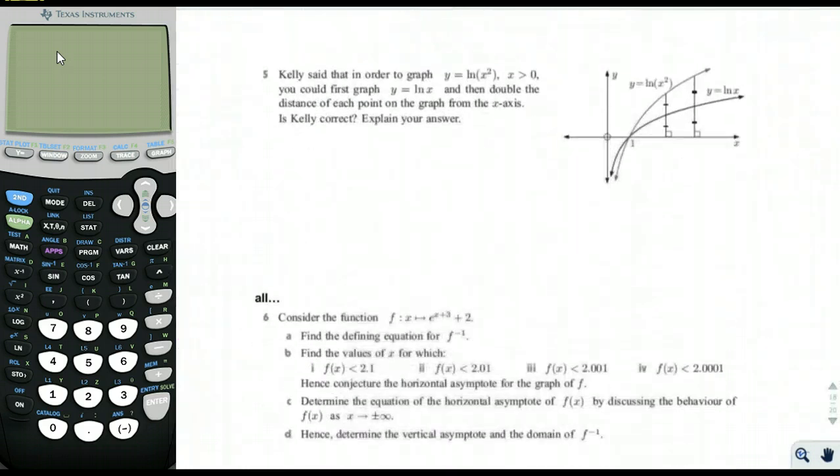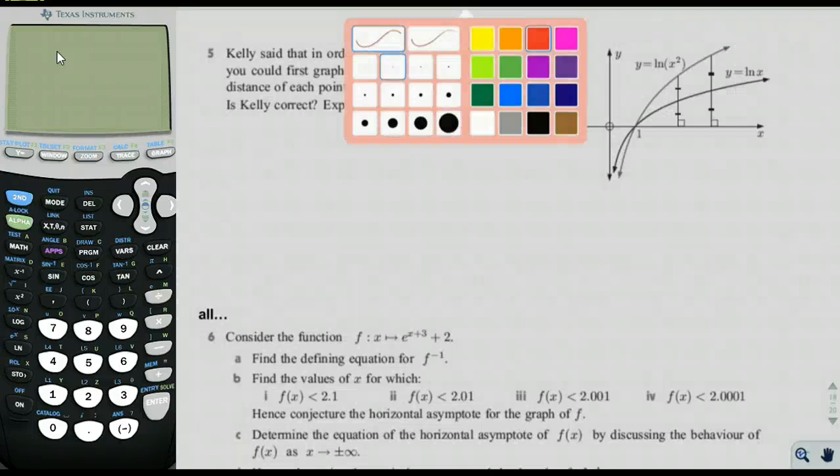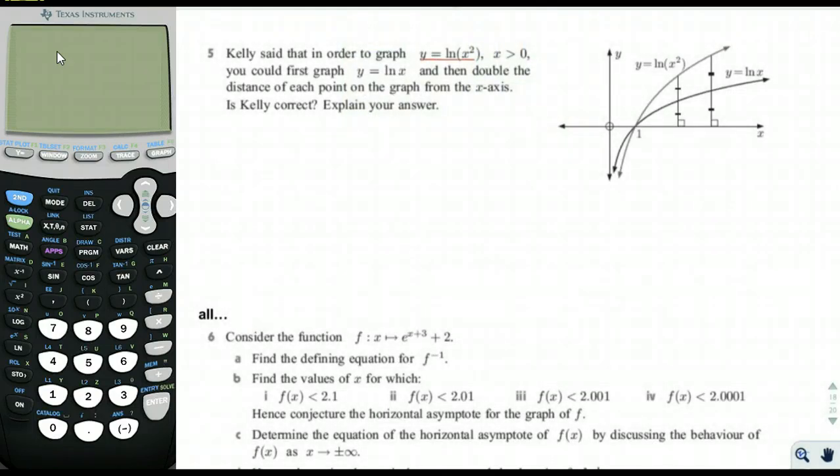Kelly said that in order to graph y equals natural log of x squared, you could first graph y equals log x and then double the distance of each point on the graph from the x-axis. Is Kelly correct? Explain your answer. So basically what Kelly is saying is that instead of graphing the squared value, you just graph y equals 2 times the natural log of x. I'm just going to double the points.